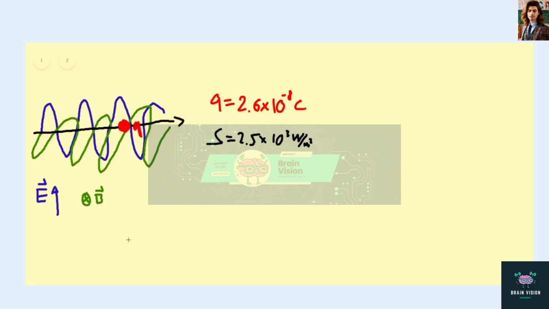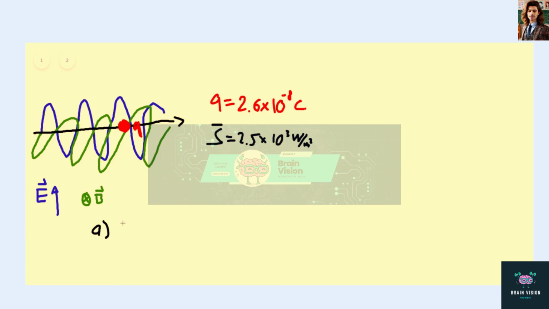So in the first part of the problem, we're asked to find the electric and magnetic forces on a charge of 2.6 times 10 to the minus 8 coulombs in an electromagnetic wave that has an average intensity of 2.5 times 10 to the 3 watts per meter squared. So how do we find the electric field?